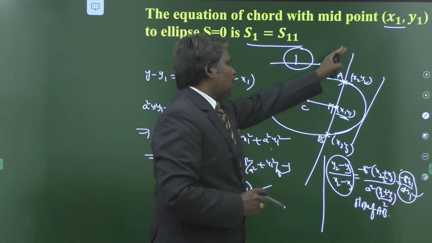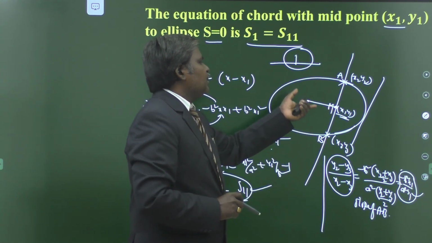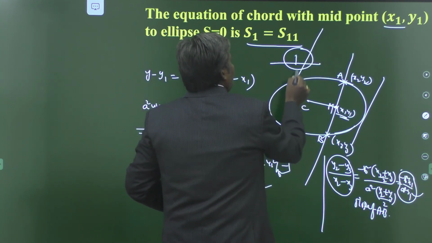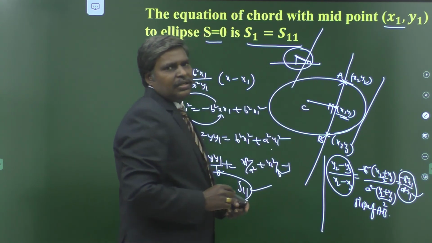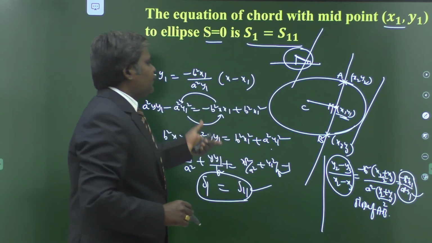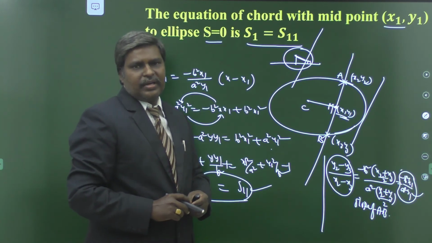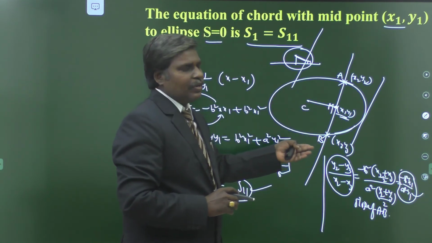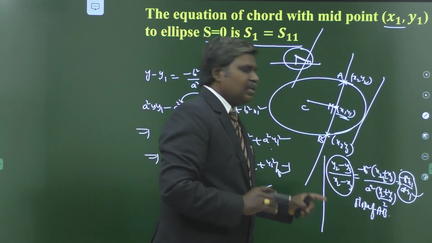Understand? If your chord is in this slanted way, the line joining C to the midpoint of that chord may not be perpendicular to it. But in circles, every chord must be perpendicular to the line joining the center to its midpoint. That is very easy to prove S1 equals S11. It is a little different story to derive the equation as S1 equals S11. So take those two points on your ellipse and subtract one condition from another. We get the slope and convert that slope into this form. Understand? This is the technique.